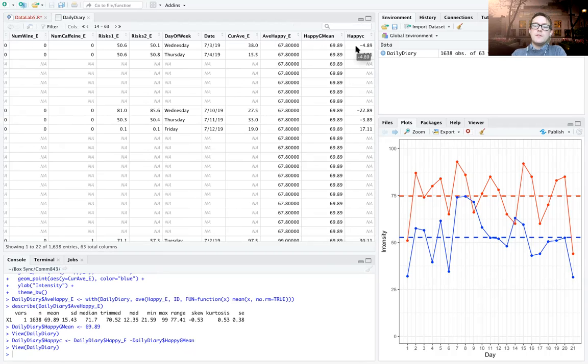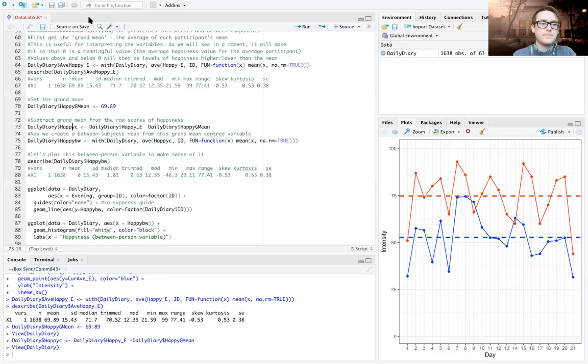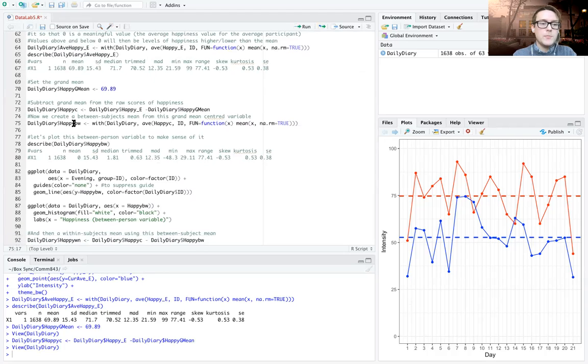Our happiness is now no longer on this 1 to 100 scale. If it's at 0, it's the same as the grand mean, which would be 69.89. If it's a negative value, then it's below the grand mean. If it's greater than 0, it's above the grand mean. We're still not at our between person variable yet.